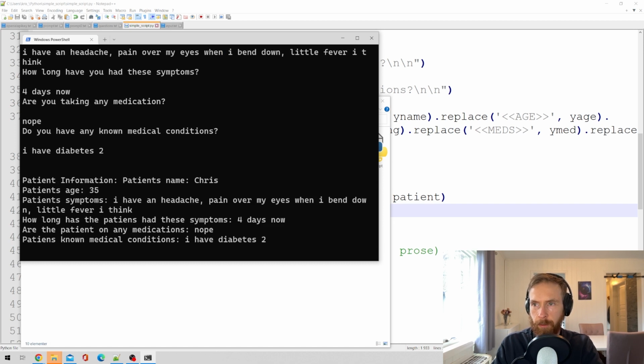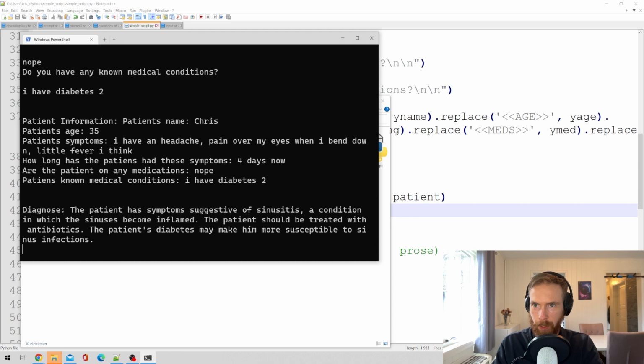So here we get our information. Okay. The patient has symptoms suggestive of sinusitis, a condition in which sinuses become inflamed. The patient should be treated with antibiotics. The patient's diabetes may make him more susceptible to sinus infections. Okay, so basically I had like a sinus infection, and that is true. Like, I recently had that, so that's what I was trying to describe. So I guess it worked well with that.